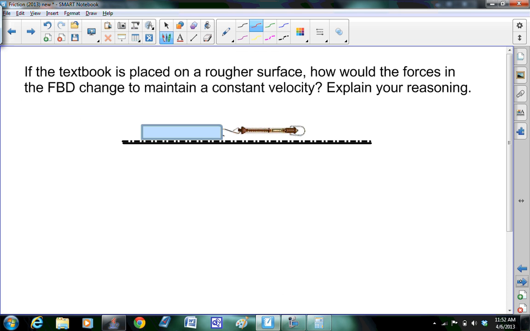Now the next part is this. What would happen if the textbook was placed on a rougher surface? And so what would happen to the forces to maintain a constant velocity? Well, it makes sense that if I'm on a rougher surface, I'm going to have a much larger friction. And the friction is going to be due to the roughness, most likely, but also the intermolecular forces. So in order to overcome that, I'm going to have to apply a much larger applied force. So friction and an equal and opposite applied force. So both of them are quite large.